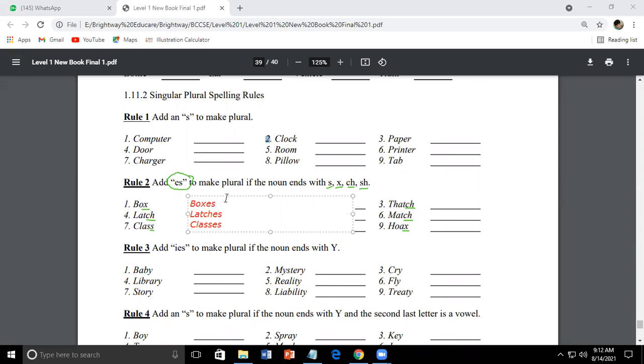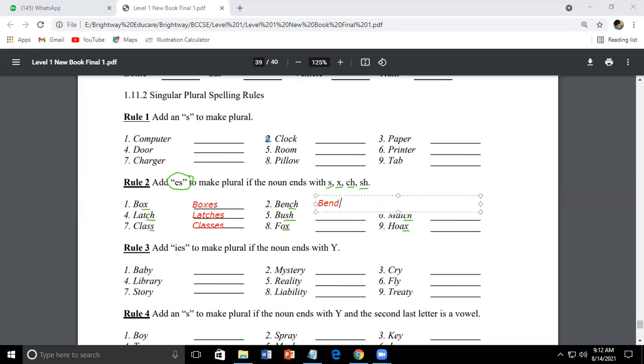So you can notice that there is a spelling change. We have two additional letters, as well as the pronunciation is changing with an S. In the first rule, it was only S: book, books, clock, clocks. But in the second rule, the spelling is changing as we are adding two additional letters, and the pronunciation is changing with an extended S. So box, boxes, latch, latches, class, classes.